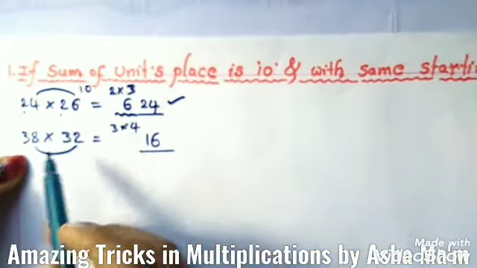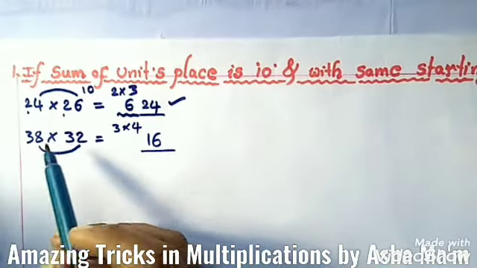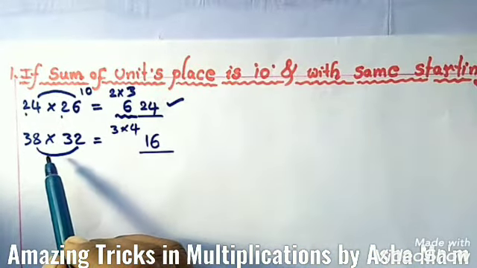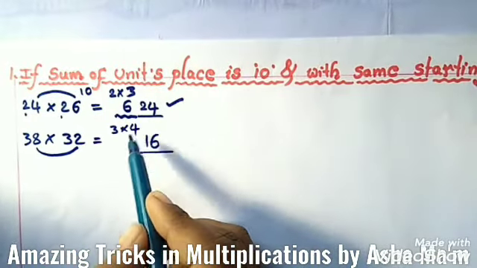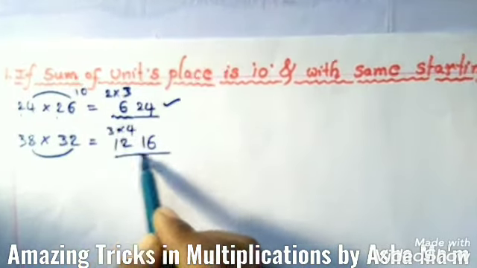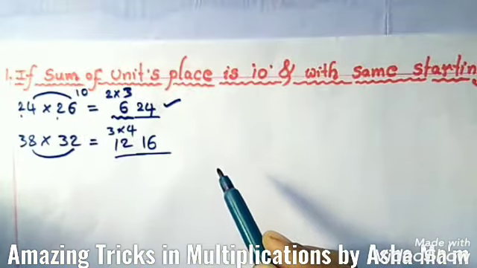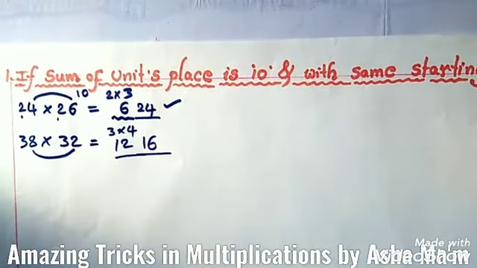You have to multiply with 4. That means you have to multiply this 3 with the number after it. 3 4s are 12. 1216. That is the answer. Let us see some more examples of this.